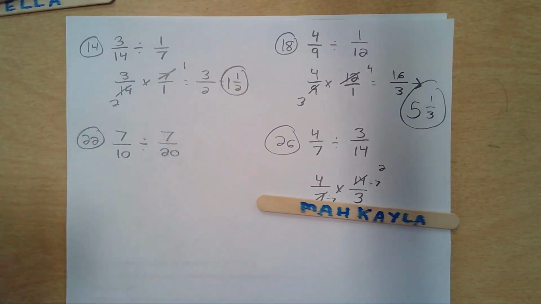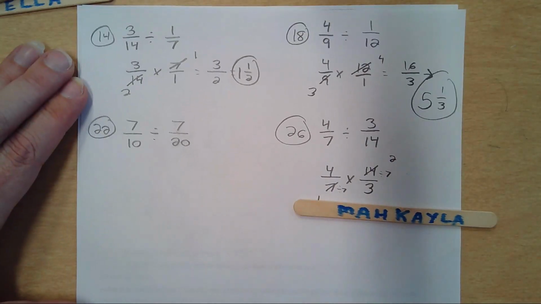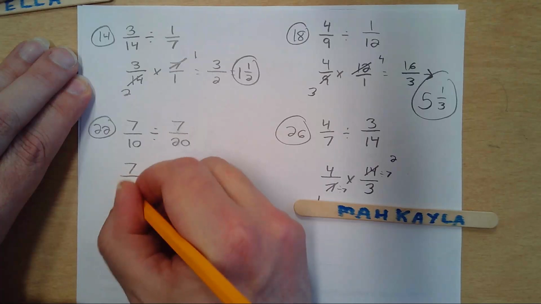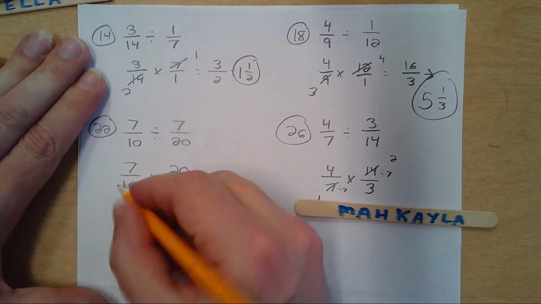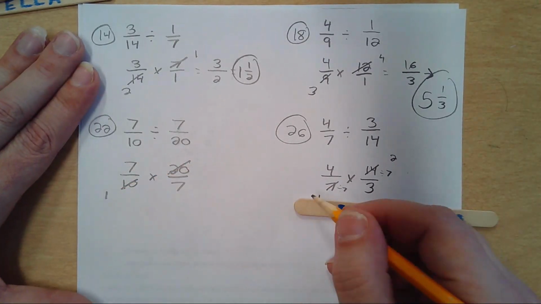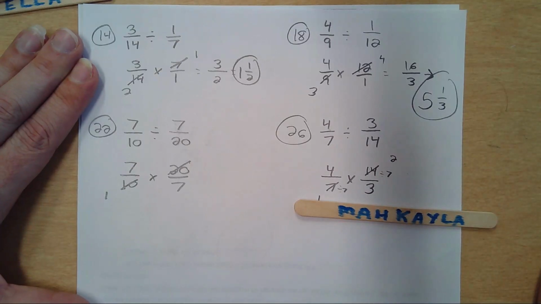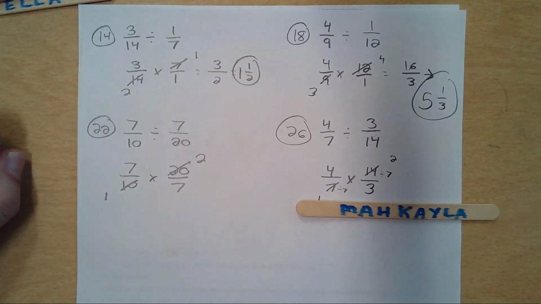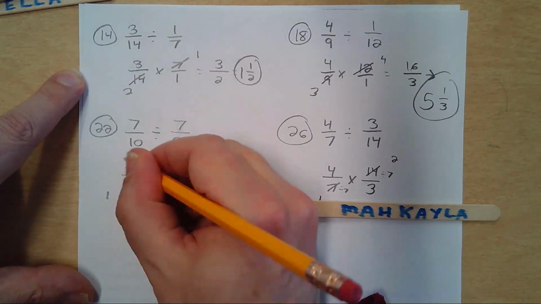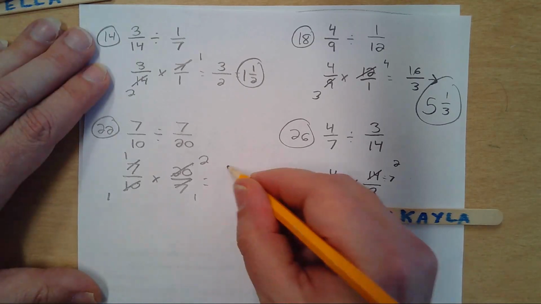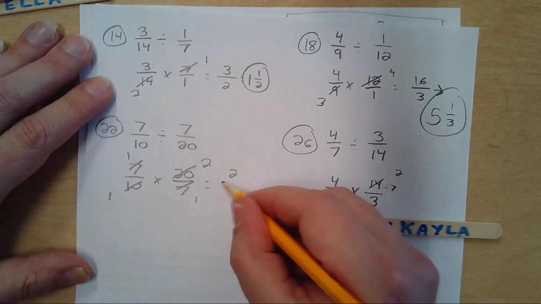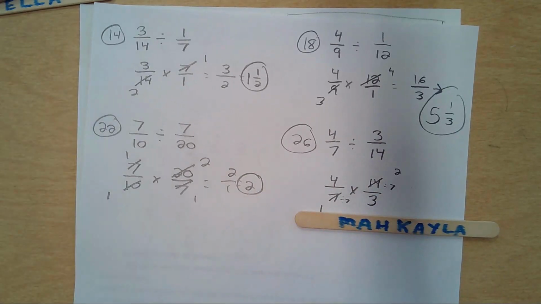Roland, you ready? All right, write the multiply problem for me. 7 over 10, times 20 over 7. 10 goes into 20 twice. And 7 goes into 7 once. And then this is the hardest part ever. Right. Think it through. Roland. That equals 2. He's got it. Good stuff.